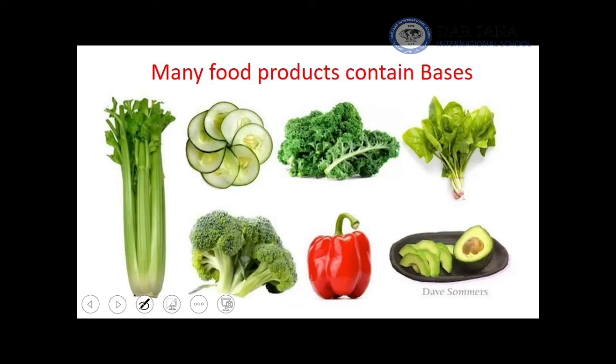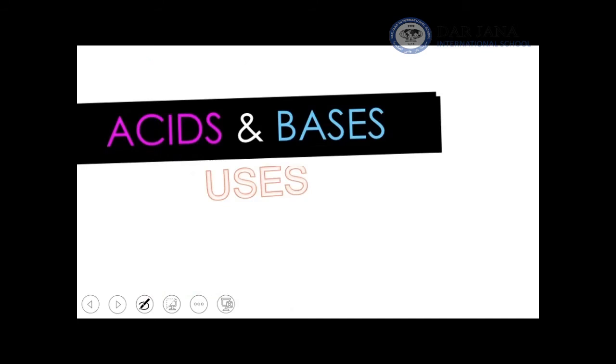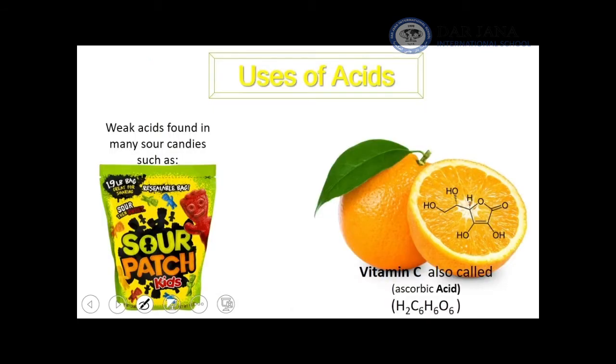Now many foods contain bases, like green leafy vegetables, cauliflower, broccoli. Okay, so many foods contain bases. So the uses of acids and bases. Weak acids are found in many sour candies. Vitamin C, ascorbic acid, is found in oranges. This is the formula of ascorbic acid.